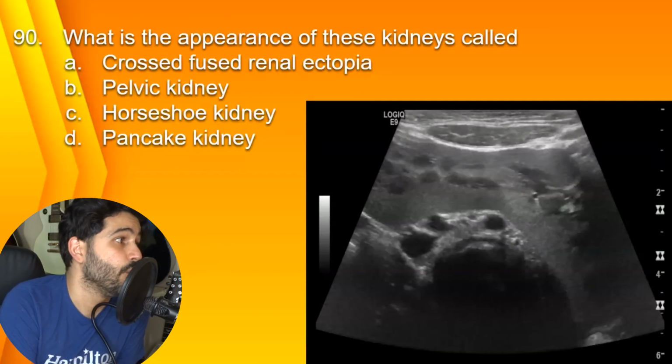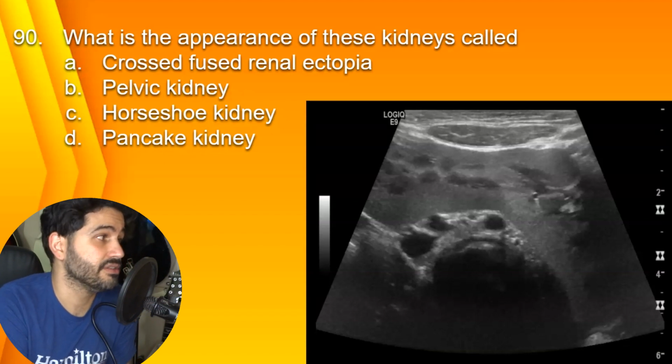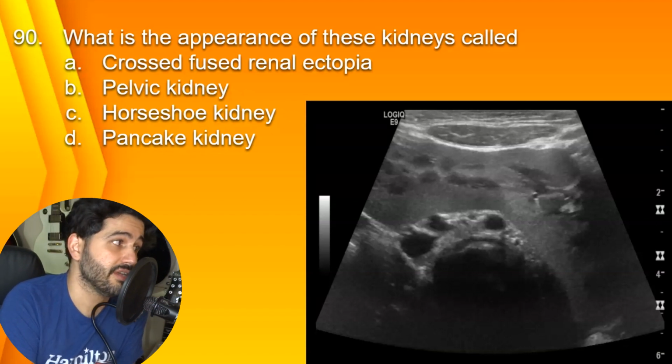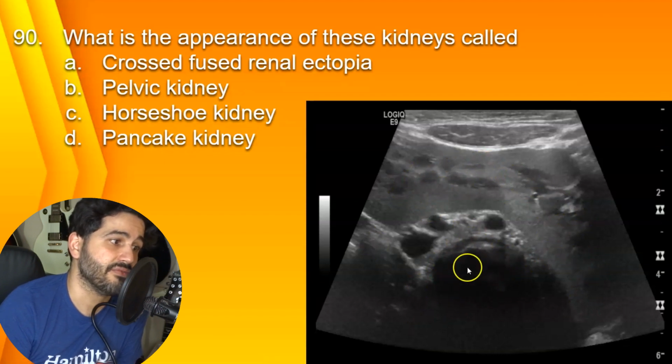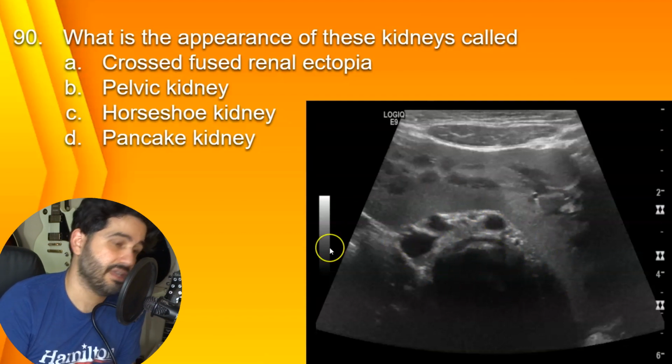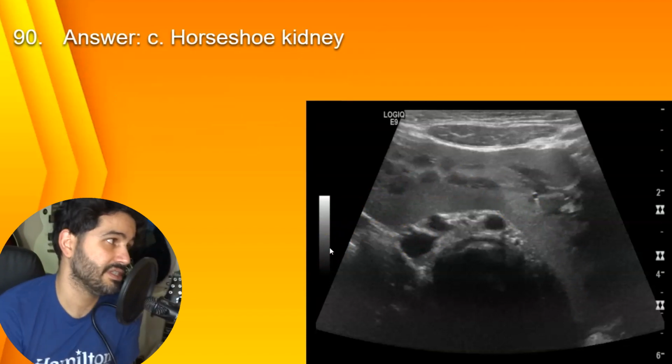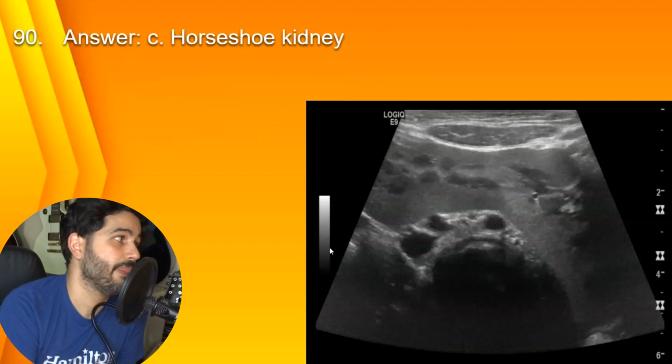Number 90. What is the appearance of these kidneys called? A, crossed fused renal ectopia. B, pelvic kidney. C, horseshoe kidney. Or D, pancake kidney. So here you can see the vertebrae, and you can see a U-shaped kidney over the midline, because that's the vertebrae. You have your two iliac arteries and your distal IVC right before it bifurcates. So this would be a horseshoe kidney. The answer is C, horseshoe kidney.